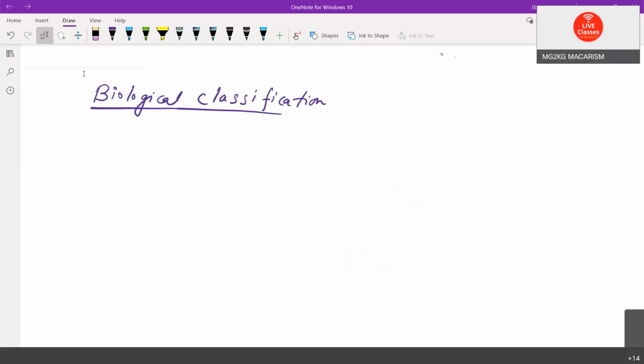In the last lecture, we started Monera. Okay, students. So today I will give you the diagram of a typical bacteria.